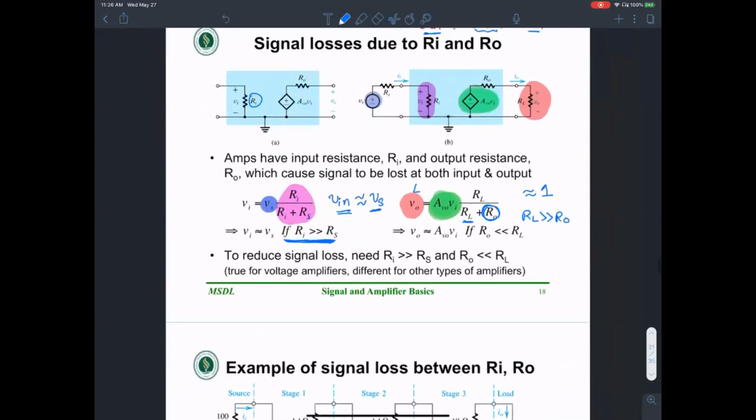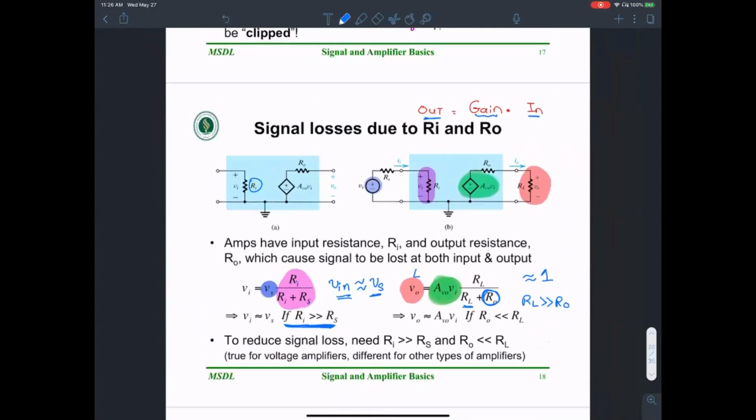So the concept is to make the value of resistance large because there will be more voltage drop, or is it like that? Yes, yes. I'll explain it from a different viewpoint.